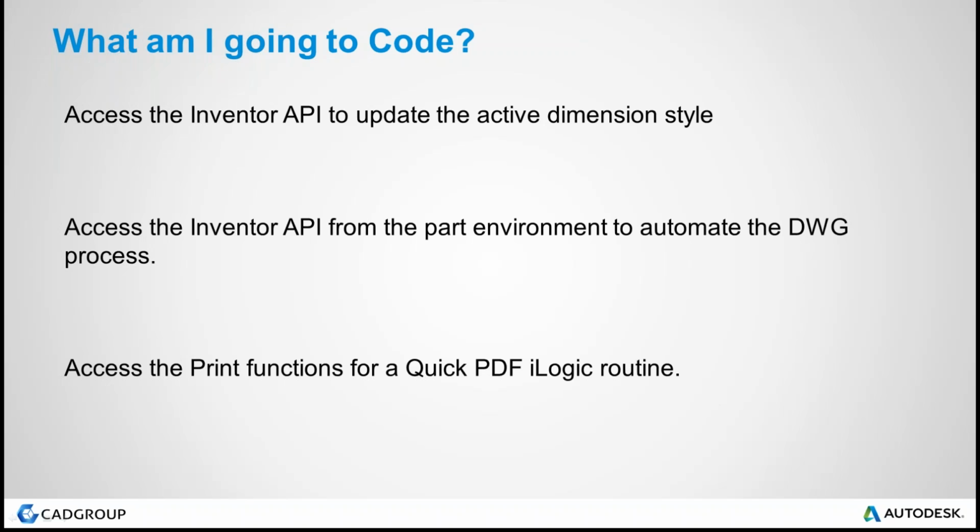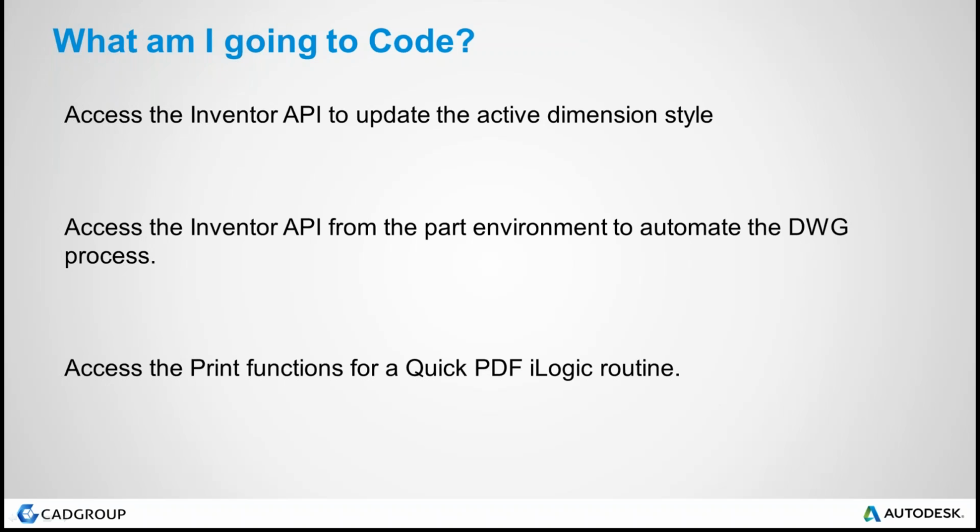Once we're done playing around with the drawing file, so we'll update the dimension style and do a quick PDF routine, we're then going to jump into the part file, and directly from the part file, I'm going to automate creating a drawing file. So I have a part file already created. I'm then going to start a brand new iLogic routine, and automatically create the drawing file from the iLogic routine, place a base view, a top view, an ISO view, section the base view, and then also bring the dimensions through from the base view. So that's my plan, again, just automating that process.